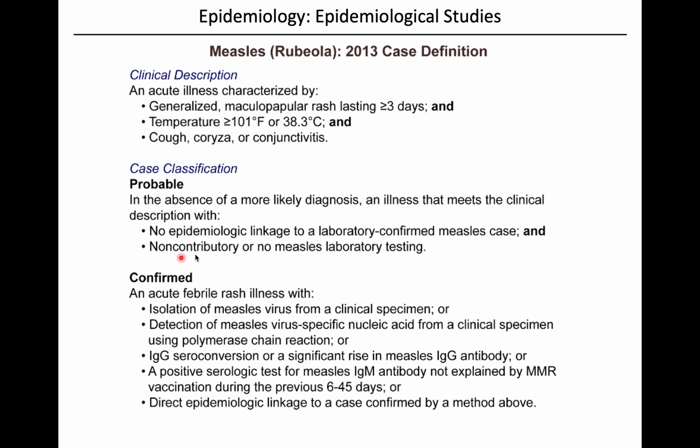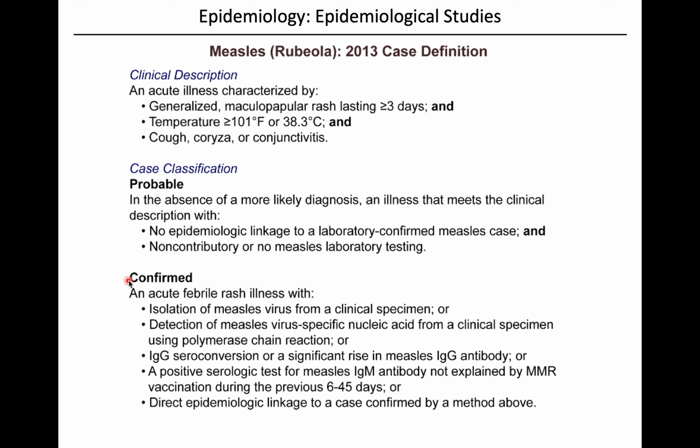And probable is saying, okay, well, we have some of these symptoms, or all the symptoms maybe in the clinical description, but we don't have any definite linkage or laboratory confirmation, right? So we can't say, oh yeah, this person's husband or wife was diagnosed with the disease. They haven't been lab tested, but we think, well, maybe they have the disease. They've got the rash. Looks like it's probably measles.